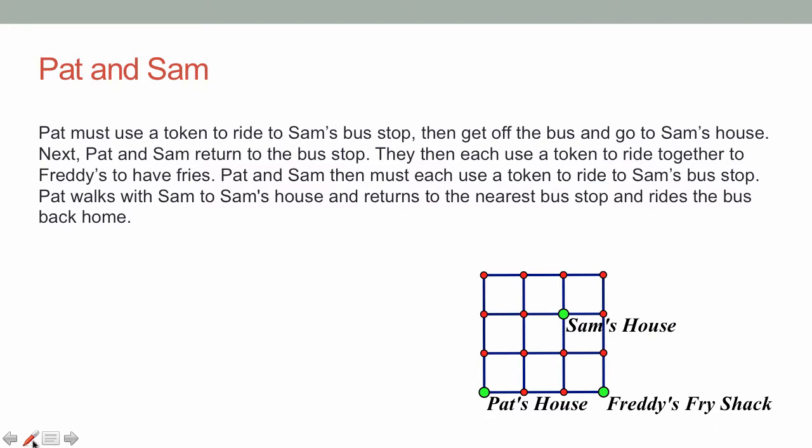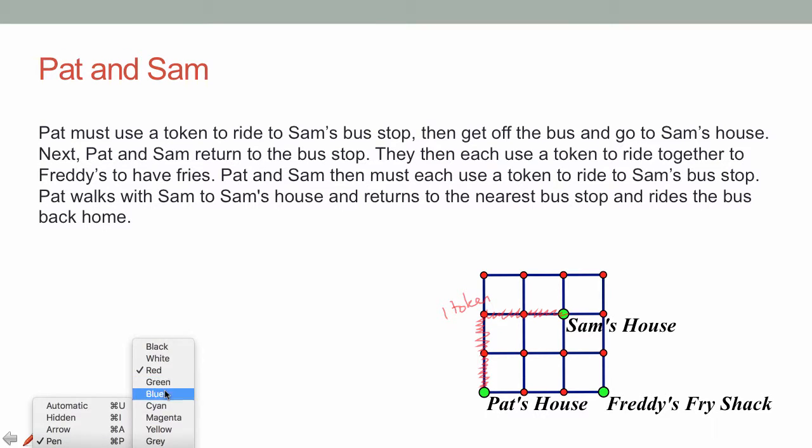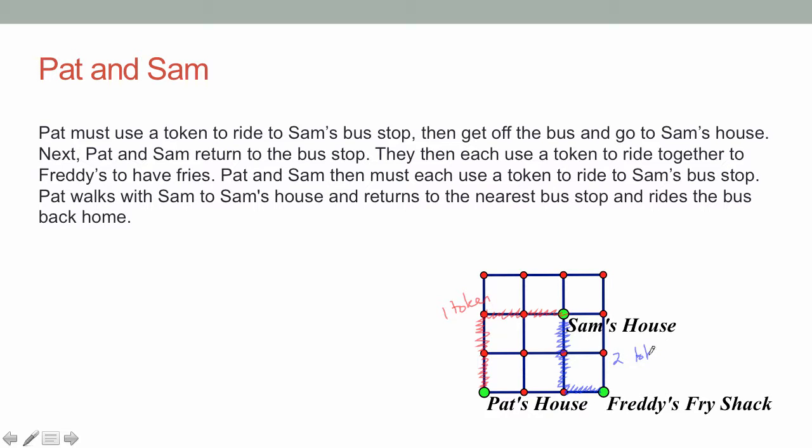All right, so let's start talking about costs. Pat must use a token to ride to Sam's bus stop. So if Pat's riding the bus to Sam's house, that's 1 token for that ride. Then they each use a token to ride together to Freddy's to have fries. So Sam and Pat are now both going together, taking the bus to Freddy's Fry Shack, so they use 2 bus tokens.